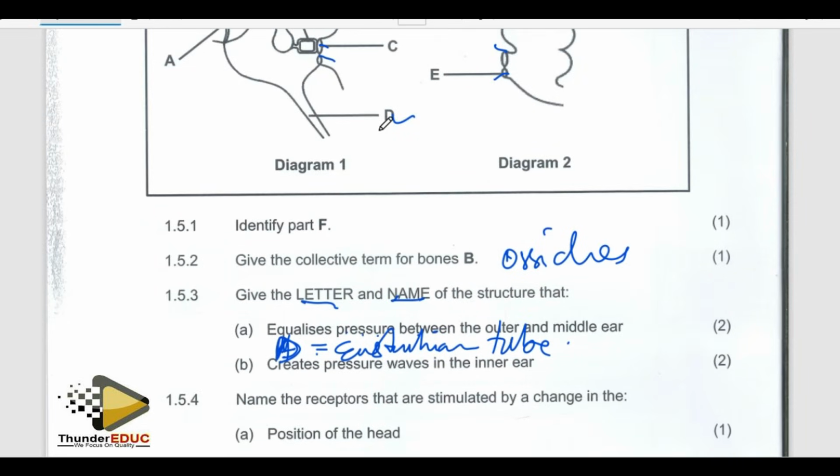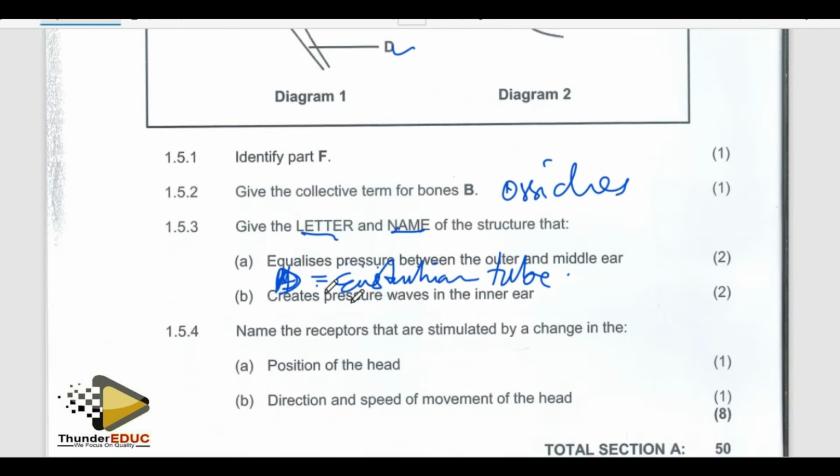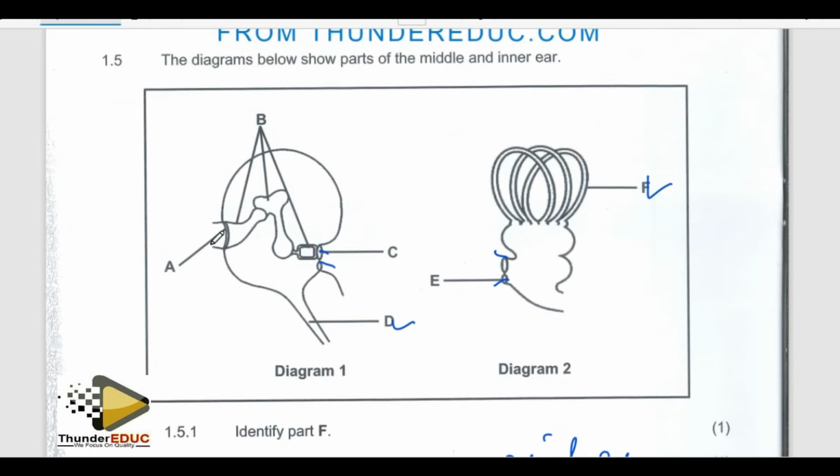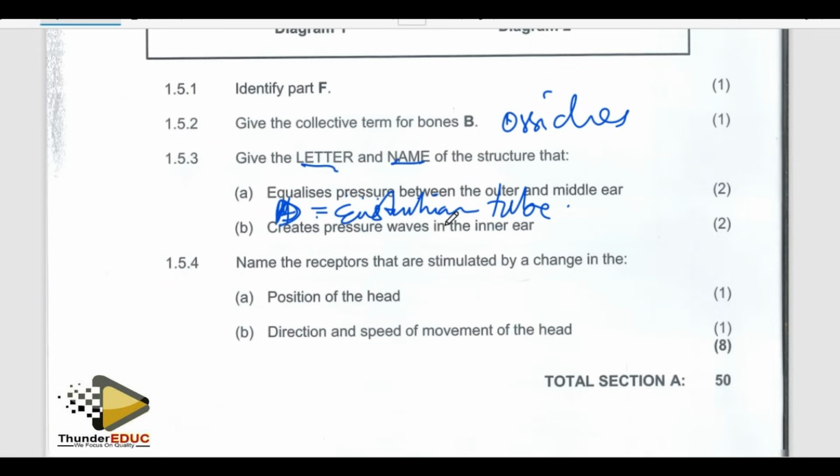D equalizes pressure on either side of the tympanic membrane. They're saying it equalizes pressure between the outer and the middle ear. Outer means this side of the tympanic membrane, and middle, this side of the tympanic membrane. Hence, it equalizes pressure on either side of the tympanum. So that is D, which is the eustachian tube.